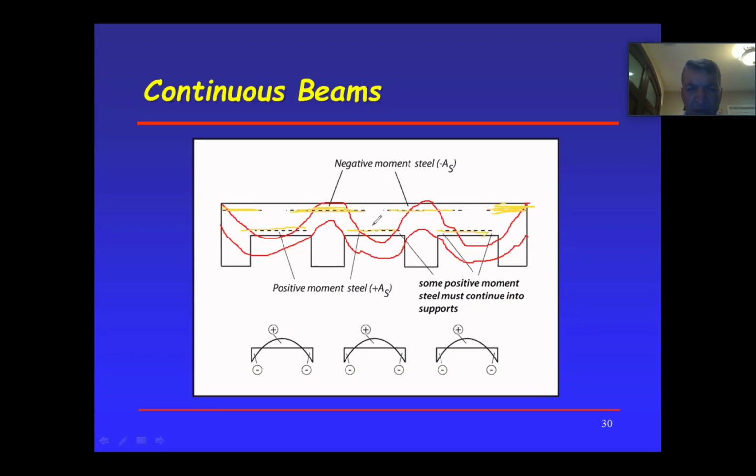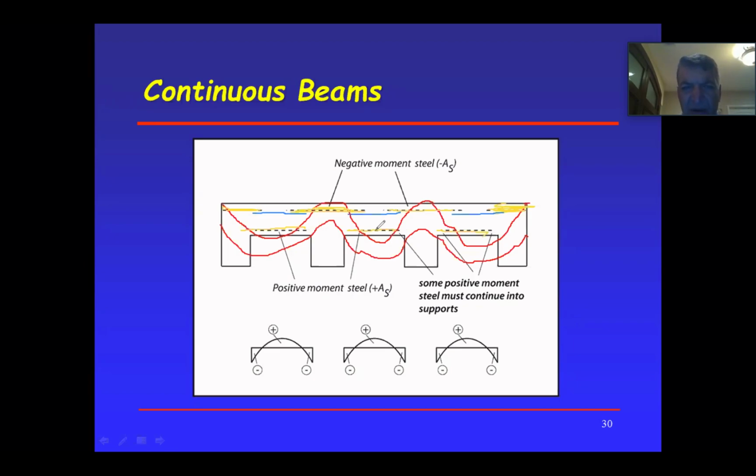Now, somebody could say, okay, fine. What happened here in between? Do I leave this like that? No. Usually we go ahead and add a small bar just to attach the two. But that's your main steel I showed you. The other one is minimum steel. Okay, that's one thing. So you add it there to do that.